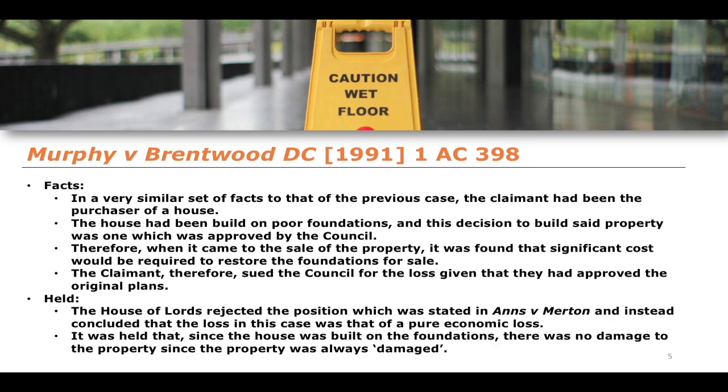And so it was held that because the house was built on the foundations, there was no damage to the property, given the fact that the property was always damaged. Because the property itself didn't exist until it was built, obviously, and it was only ever built on poor foundations, it was always damaged. So there was not a situation where you have a house which is worth a certain amount of value, and then somebody through their own negligence comes in and damages that property, which then reduces its value and causes economic loss. That would be consequential. But what they argued was that the property was always damaged and always on poor foundations, and so there was no damage to the property that led to a situation, shall I say, where you have consequential economic loss. There was always pure economic loss, and so as a result of this, the claimant actually had no claim to be answered for.